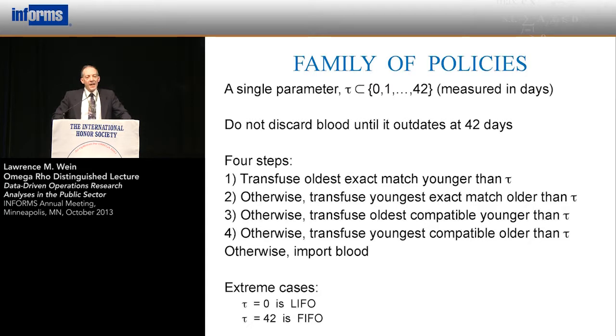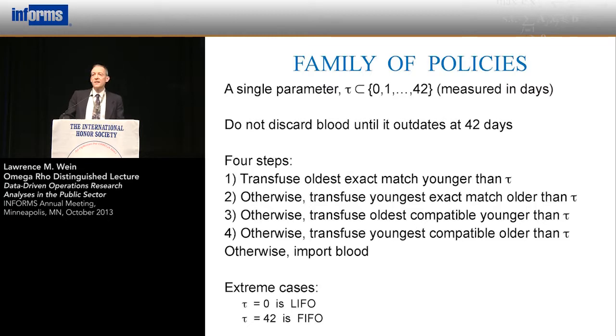Okay, so this is maybe the most important slide. This is our policy, and as far as I know, it's a new policy, but if anyone has seen this before, please let me know. Don't let me know now so you don't embarrass me in front of all these people, but email me later. We have a single parameter tau, an integer measured in days, with a value between 0 and 42 days.